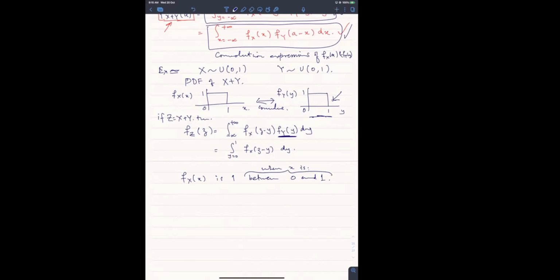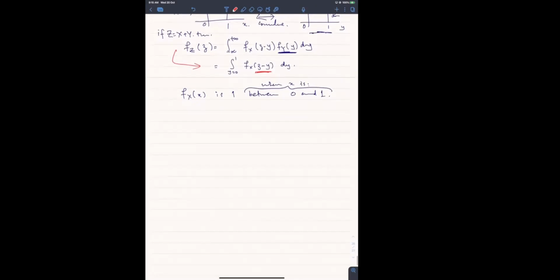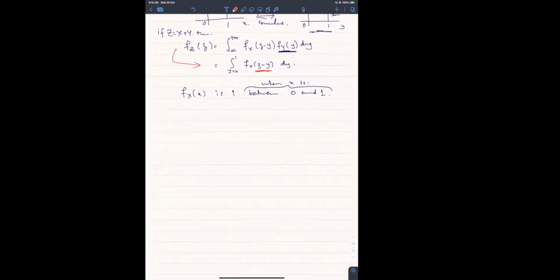So now if you look at this function here, इस फंक्शन को अगर देखें तो यहाँ पे fX of z minus y आ रहा है. So whenever z minus y is between 0 and 1, only then fX of that number would be equal to 1. So this is fZ of z. ये हमने convolution से find किया.